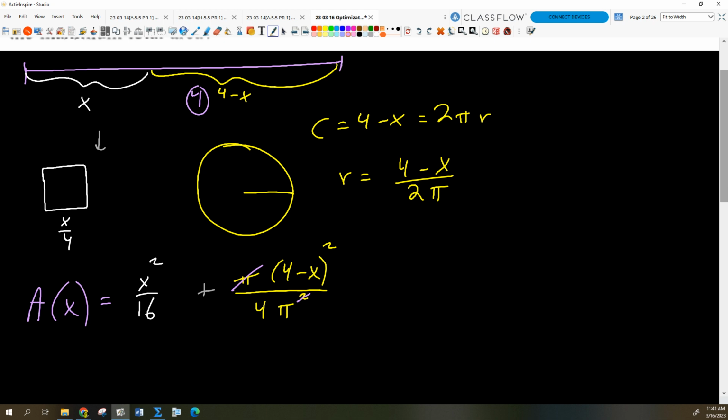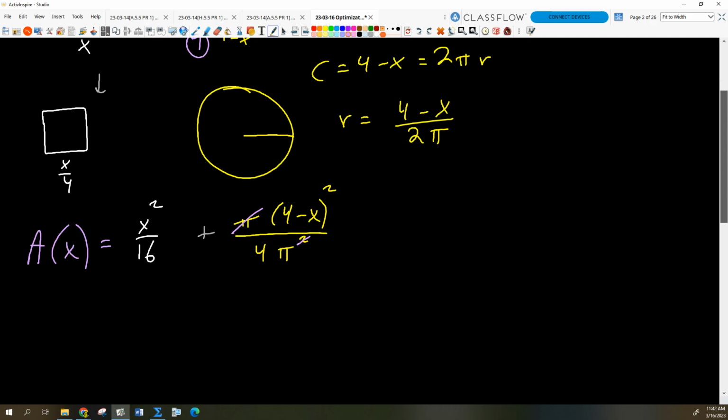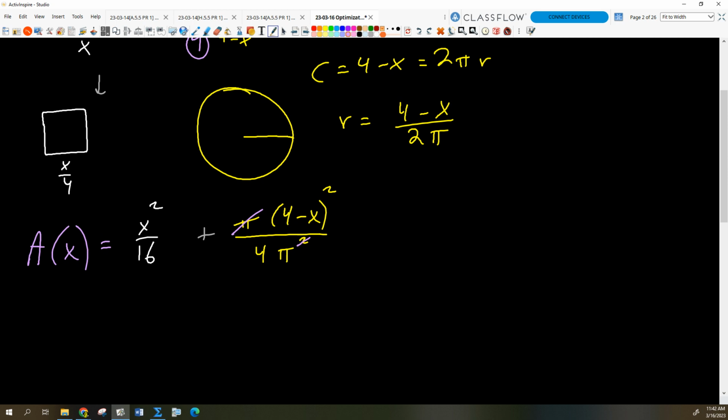Okay, so now, what's the domain of this thing? x is our variable. What's the smallest that x could be? And again, think what x is. x is just how far we're going from the left edge of our wire to snip the wire into two pieces. What's the smallest value we could pick? 0. We could pick 0 too, couldn't we, right? There are no x's on the bottom anywhere in here. So 0 is fair game, right? We're not dividing by 0. So our lower limit is 0. What's our upper limit?